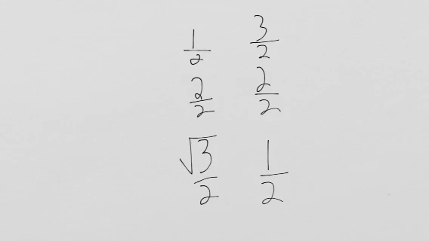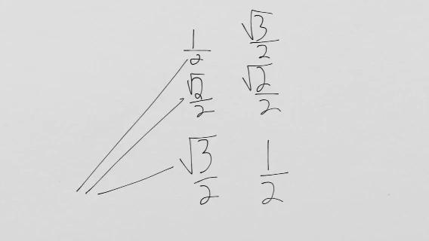1, 2, 3 down, 1, 2, 3 back up, all over 2. We're going to square root everything, but the square root of 1 is 1. All the numerators, I mean. So we don't write the square root of 1, we'll just leave it as 1. And then these are our angles.